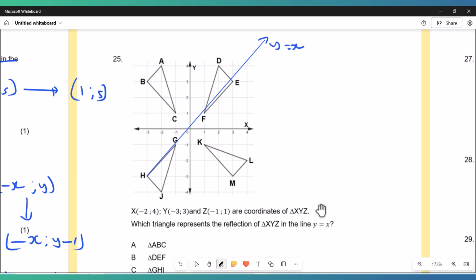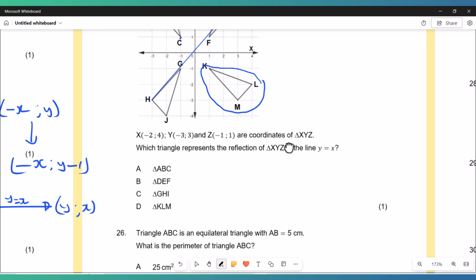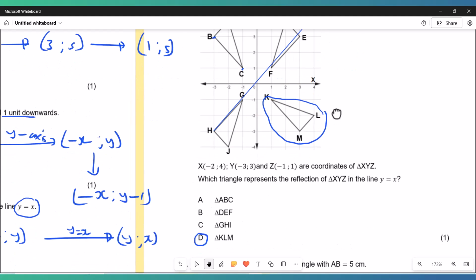So now this negative 2 is to 4 is this point here, and then negative 3 is to 3, this point here, and then negative 1 is to 1, this point here. So if we put the mirror here, where do you expect the image? This must be the image. Okay, so it must be KLM or KML. Okay, that must be the answer. So the answer is D. Don't forget that the image and the object must be equidistant from the mirror, and that is true with this one and this one here, right? So that's the answer for 25.